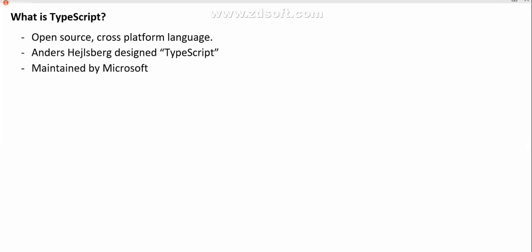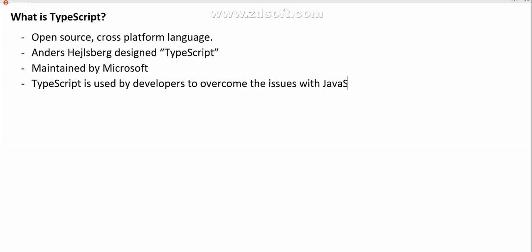TypeScript is used by developers to overcome the issues with JavaScript in web development. That means, what are the problems we were having in JavaScript? To overcome all those problems, TypeScript is used by developers.